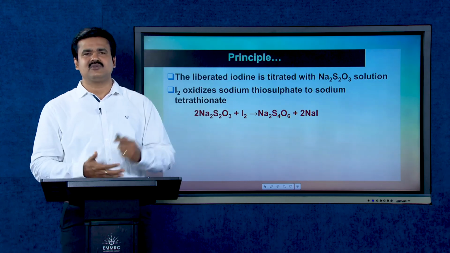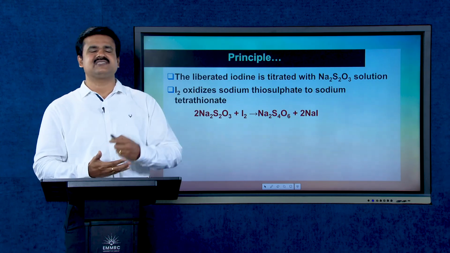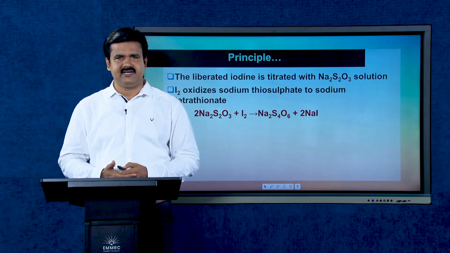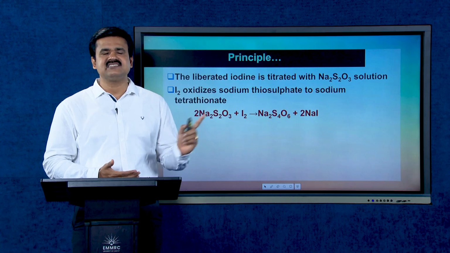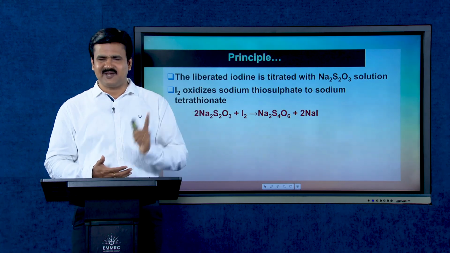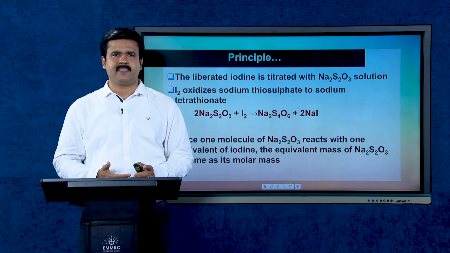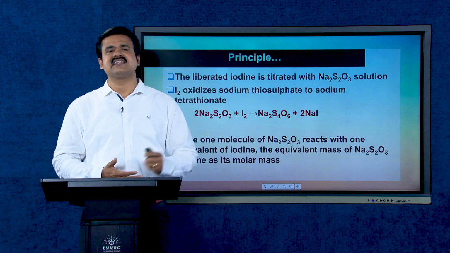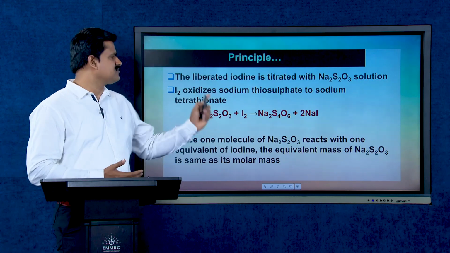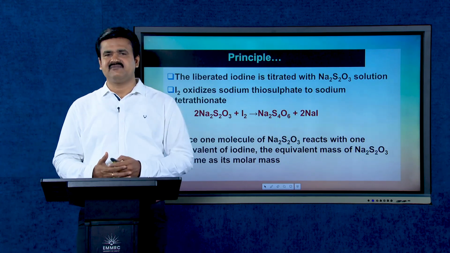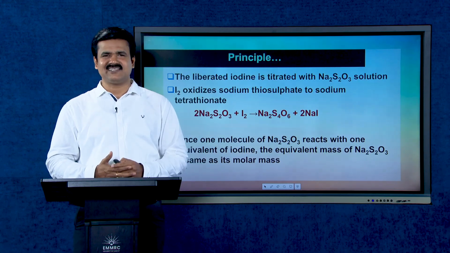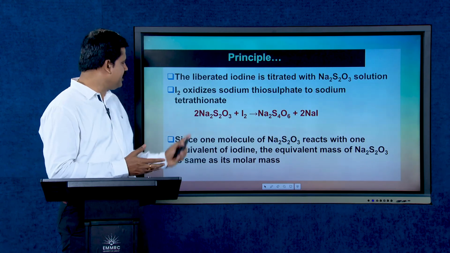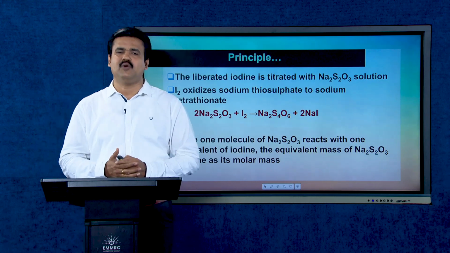2 Na2S2O3 plus I2 gives Na2S4O6 plus 2 NaI. So, iodine acts as an oxidizing agent in this reaction, and iodine gets reduced to I minus. Since in this reaction one molecule of sodium thiosulfate reacts with one equivalent of iodine, it is clear that the equivalent mass of sodium thiosulfate is the same as its molar mass.